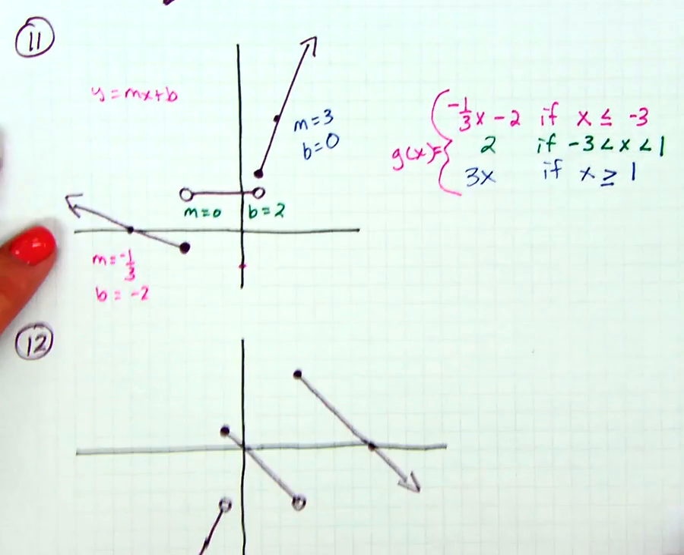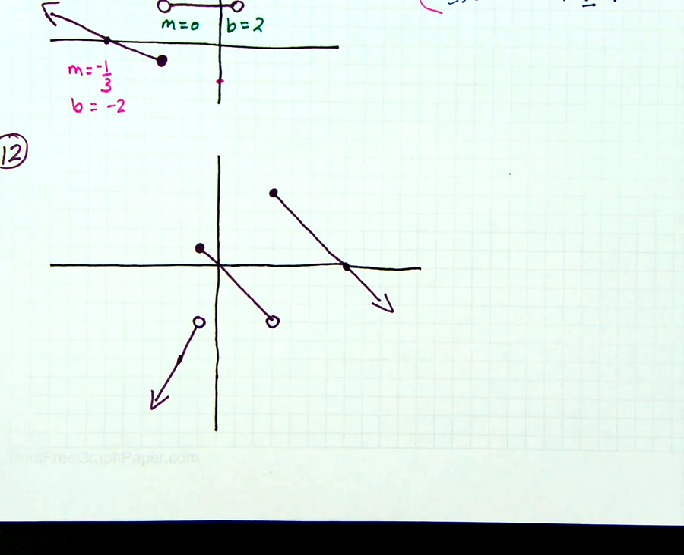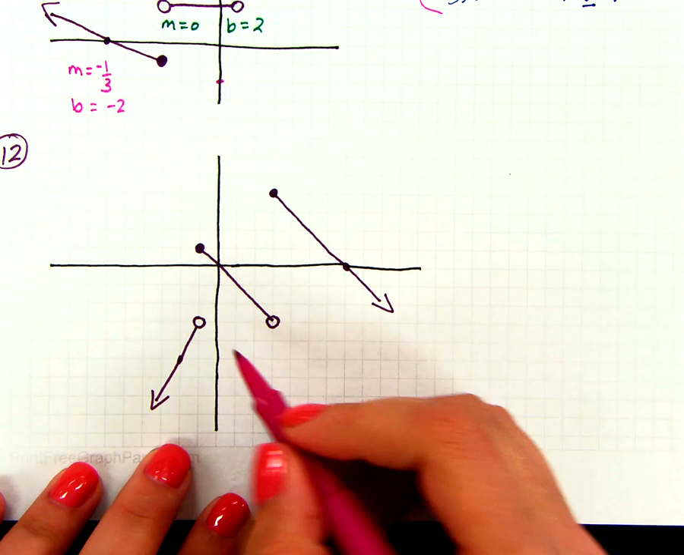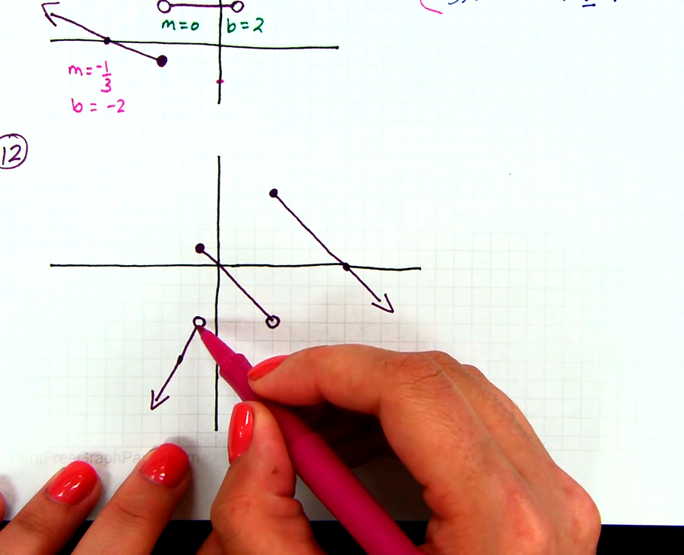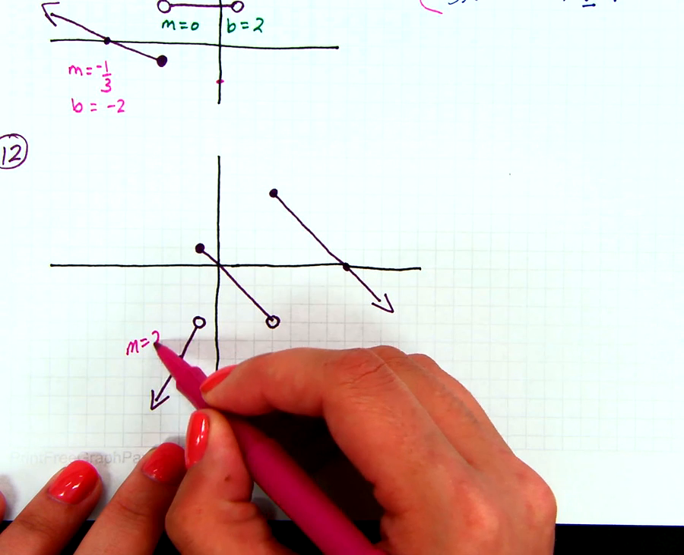All right, last one. So again, if we just start with our equation on the left, we want to start with slope. So it looks like from our endpoint, we are going to go up 2 over 1. So that means our slope is 2.